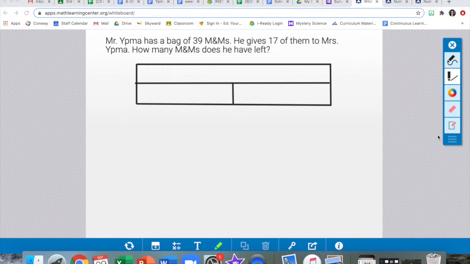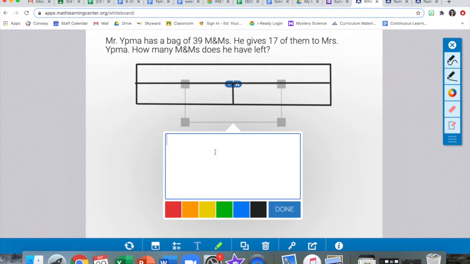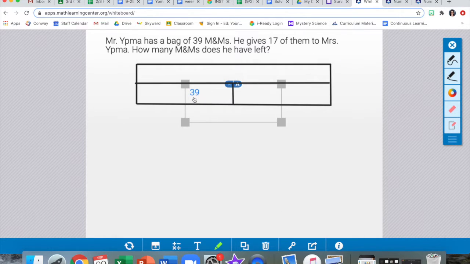Okay, step one, we have to fill out our part-whole chart. So we need to figure out what was the whole amount of M&Ms, if we know that, and which are the parts. Pause the video for a moment and see if you can figure out how many M&Ms is the whole number of M&Ms in this story. All right, if you said 39 was the whole, the number he had all together at the beginning, you are correct. So our whole amount is 39.